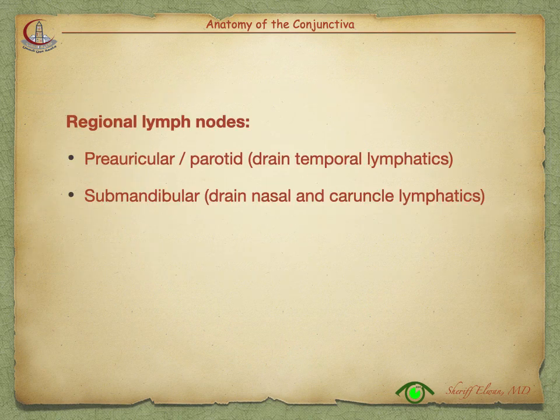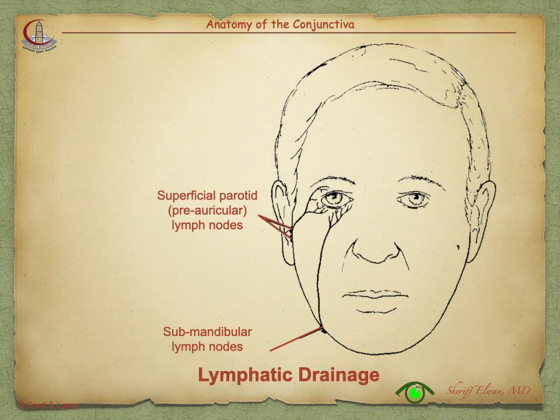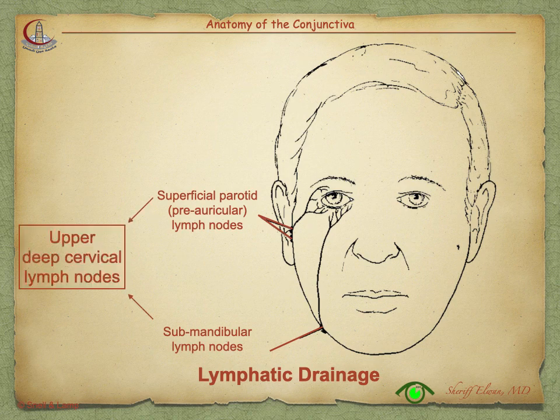Now the lymphatic drainage into the regional lymph nodes, this is a sort of a repetition of the lymphatic drainage of the eyelids. We divide the conjunctiva into two halves. The lateral half drains into the preauricular parotid lymph nodes, and the submandibular lymph nodes drain the nasal half. And this is a diagrammatic presentation where the lateral half is drained into the preauricular lymph nodes, the medial half into the submandibular lymph nodes, and both drain into the upper deep cervical lymph nodes.